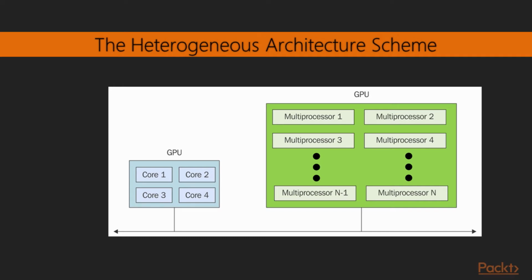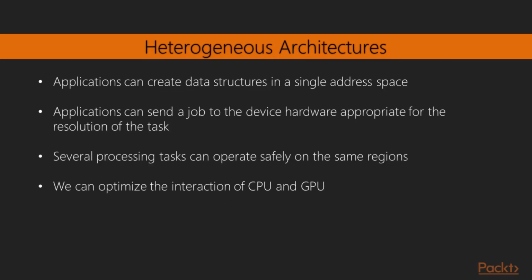The communication between CPU and GPU can take place not only through the use of a high-speed bus, but also through the sharing of a single area of memory, either physical or virtual. In fact, in the case where both the devices are not equipped with their own memory areas, it is possible to refer to a common memory area using the software libraries provided by the various programming methods, such as CUDA and OpenCL. These architectures are called heterogeneous architectures, wherein applications can create data structures in a single address space and send a job to the device hardware appropriate for the resolution of the task.